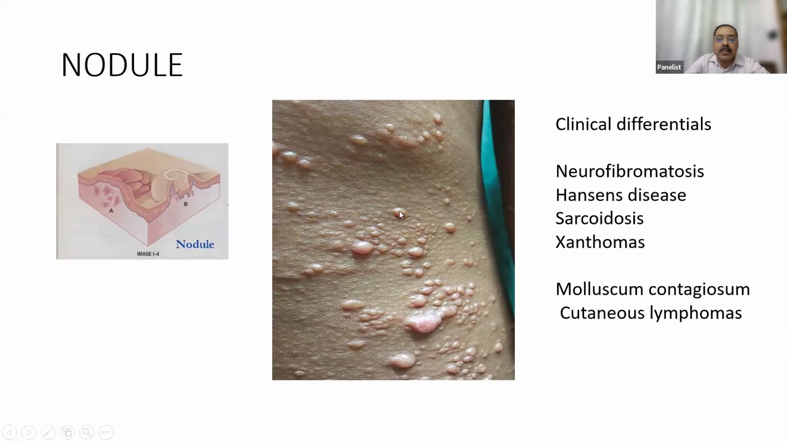Very rarely, pearly white papules with central umbilication would be the classical presentation of molluscum contagiosum, but none of them have a central umbilication here. So molluscum is pretty much ruled out.